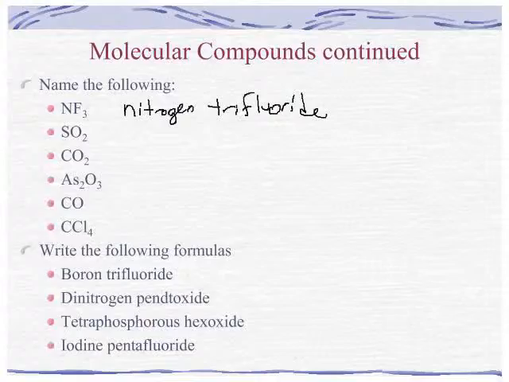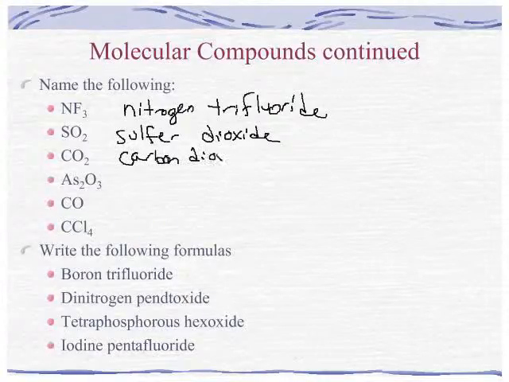SO2, there's only 1 sulfur, so we just have sulfur. We have 2 oxygens, that's dioxide. We have CO2, so you should recognize carbon dioxide. Okay, we have As2O3, so we've got 2 of something, so that's di. As is arsenic. And then 3 oxygens, so we have trioxide.